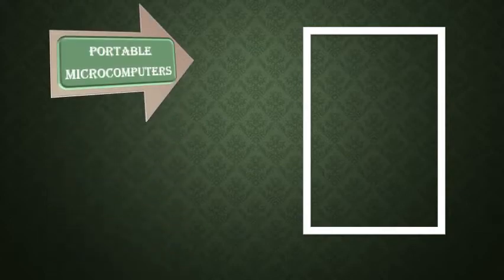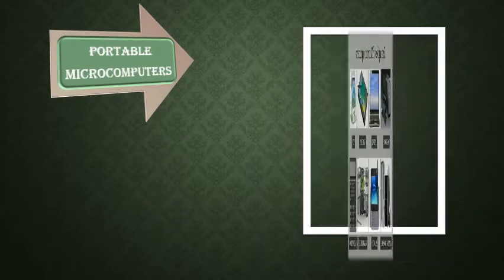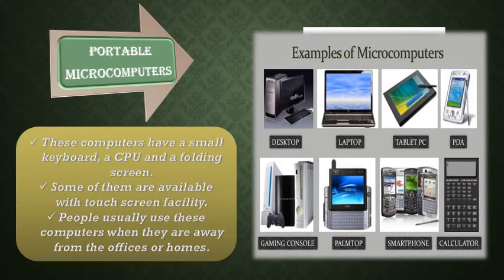Now here comes some of the portable microcomputers, and here are the examples. These computers have a small keyboard, a CPU, and a folding screen. The best example for the folding screen is the laptop. Some of them are available with touch screen facility, as we can see in the cell phones of nowadays. People usually use these computers when they are away from their offices or homes because they are portable, they can be carried anywhere.